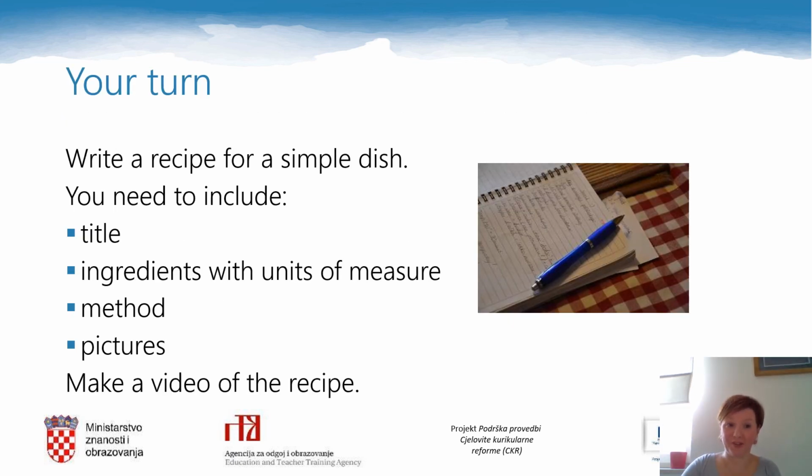You might find it difficult to get all the ingredients you need for the Indian street dish. However, that doesn't have to stop us from preparing a simpler yet yummy dish. It can be exotic or Croatian, maybe Hungarian or Italian, or you can create your own recipe. Now it is your turn to write a recipe for a simple dish. In the recipe, you need to include the title, ingredients with units of measure, the method, pictures of course, and finally, make a video of your recipe.